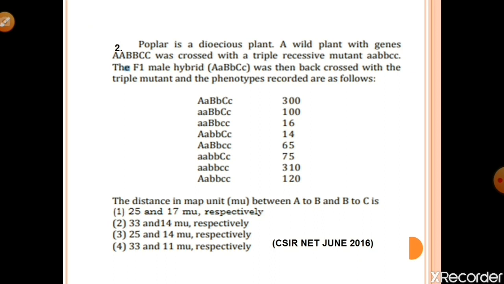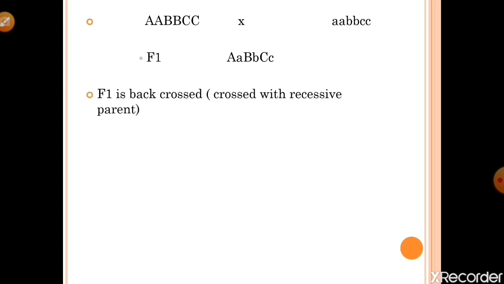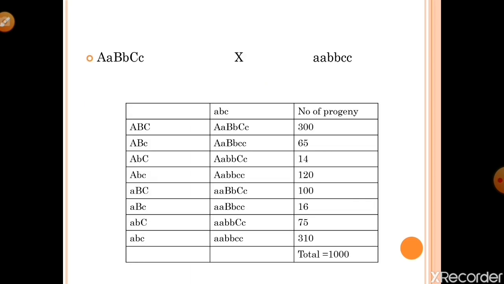Now what we have to do is find out the map distance between A and B gene and B and C gene. In the question they have given homozygous capital ABC is crossed with the mutant small abc and the F1 progeny obtained are heterozygous. Now the F1 is back crossed, that is back crossed with the recessive parent. So they have given the number of progeny after the cross.